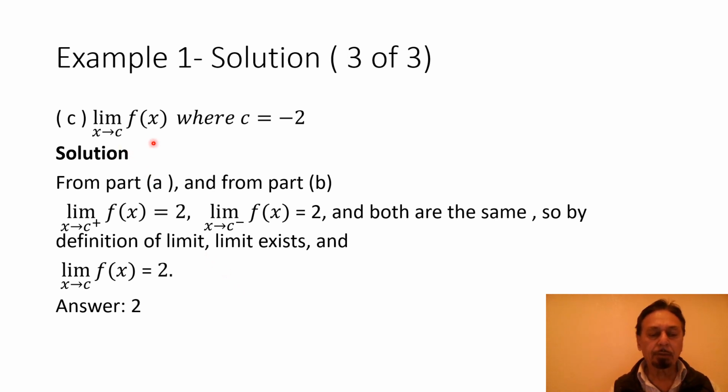So let's find the limit of f of x as x approaches c, where c is negative 2. From part A and part B, we found the limit of f of x as x approaches c from the right was 2, and from the left is 2. Both are the same, so by the definition of limit, the limit exists, and the limit of f of x as x approaches c is equal to 2.